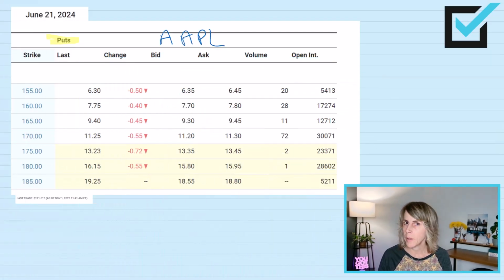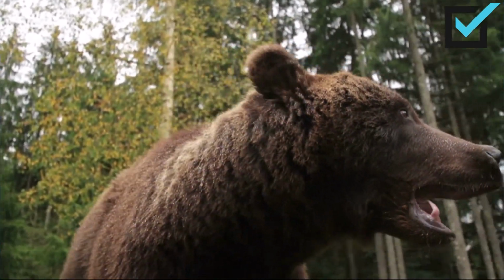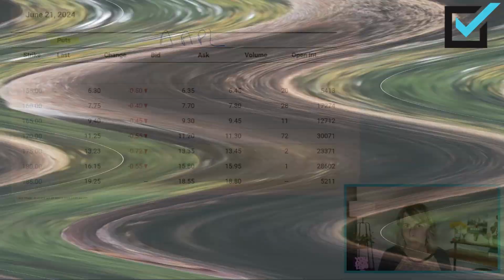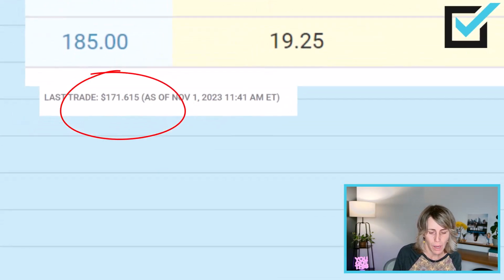Puts. Why do you buy a put on Apple? Did you hear? The Apple phones, when you drop them, crack the screens. But you buy a put because you feel you know that the price of the stock is going to go down. You're bearish. Buy a call, you're bullish. Buy a put, you're bearish. You must know that.